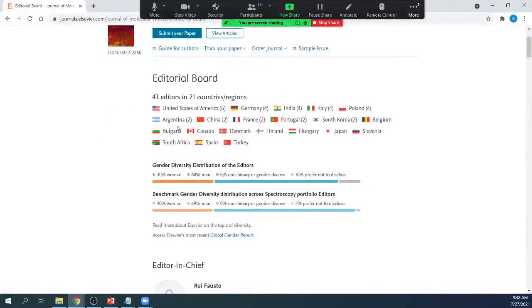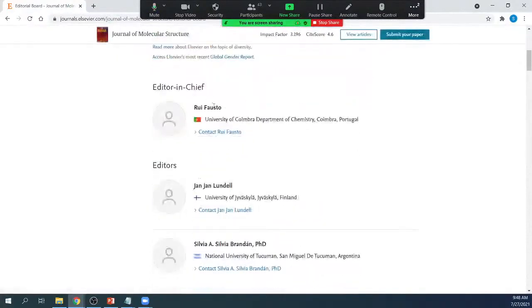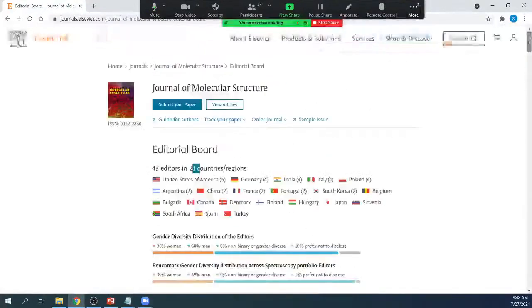The editorial board has to be diverse in order to be considered for getting a value of impact factor. You can see that there are 43 editors coming from 21 countries or regions. So these are the editors, this is the editor-in-chief. But what is important?